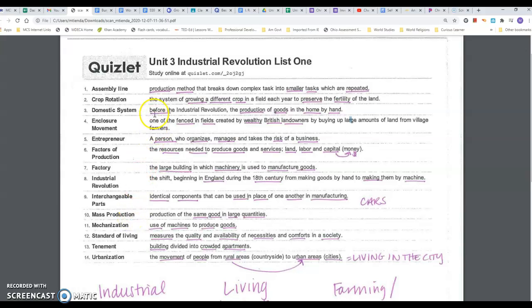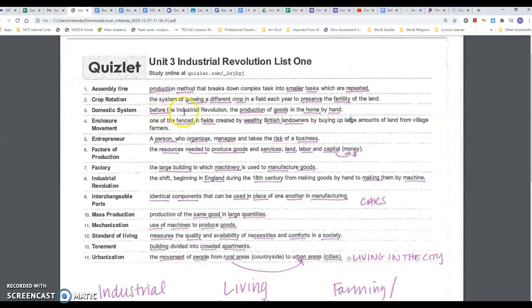and then that allowed for the mass production of goods. Crop rotation is the system of growing a different crop in a field each year to preserve the fertility of the land. So this is one of the experimental methods that was used on those enclosure movement farms in order to produce more food to increase crop yield, but also to preserve the fertility of the land. So they would balance it out with like root vegetables and leafy greens and things like that, and change it out every single year, or let the fields rest.